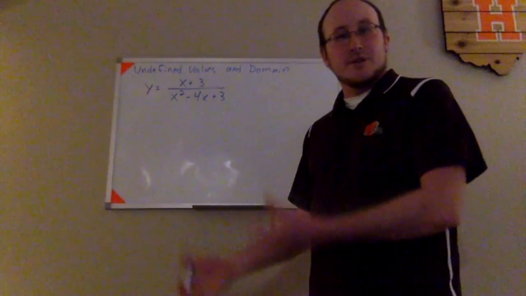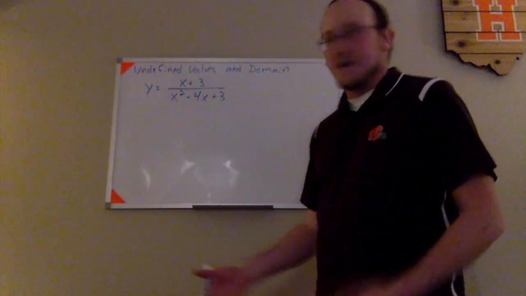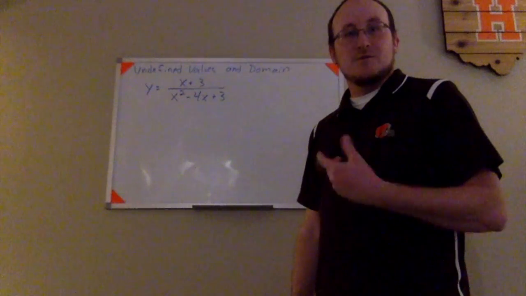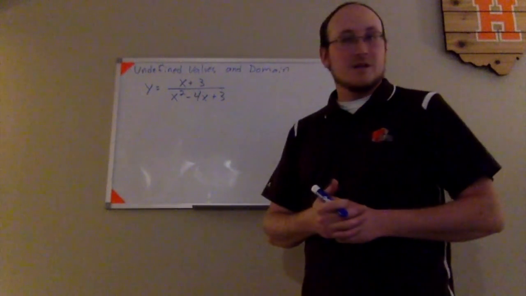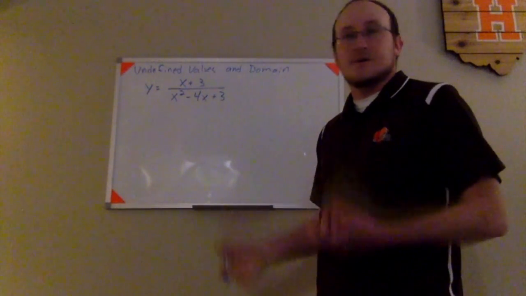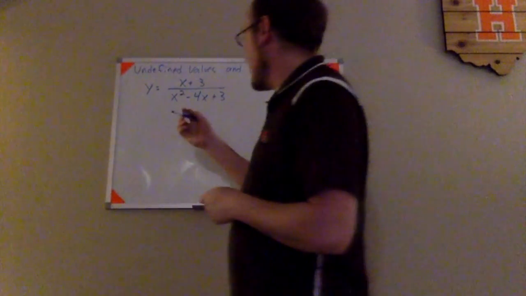So we take a look at this, and we know that when we have a fraction, we can't have 0 in the denominator. That's what would make it undefined. So we need to figure out what values of x would make this denominator equal to 0. When faced with a problem like this, the first thing you're going to want to do is try to factor your denominator. So let's go ahead and factor this.